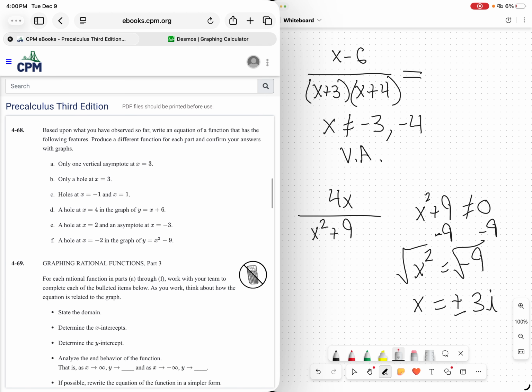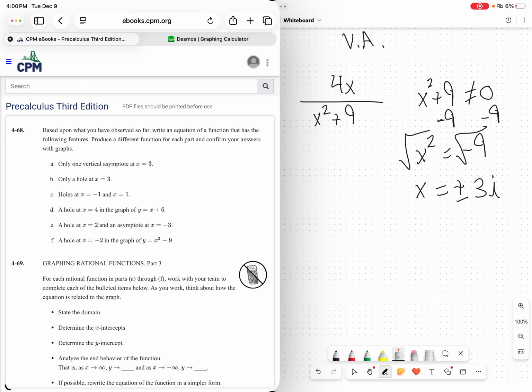Okay? Let's look at 68. So based upon what you have observed so far, write an equation for the function that has the following features, right? Produce a different function for each part and confirm your answers. All right, so only one vertical asymptote.